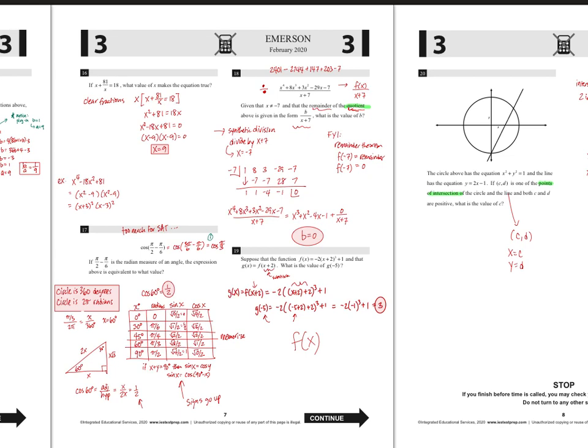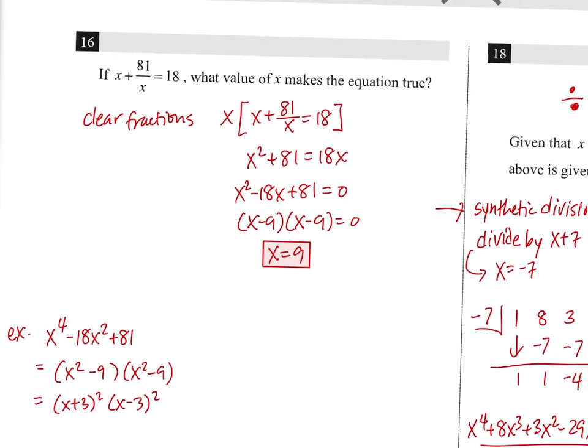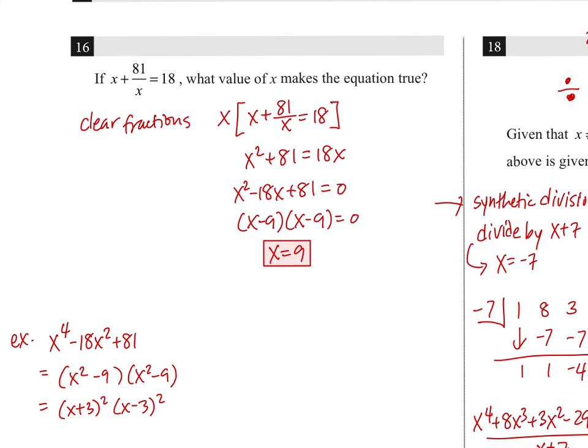Now we're going to look at the open-ended questions on this section 3 practice test. So we're going to start with number 16. In number 16, we have ourselves an equation with a fraction in it. And it just so happens that there's a variable in the denominator.